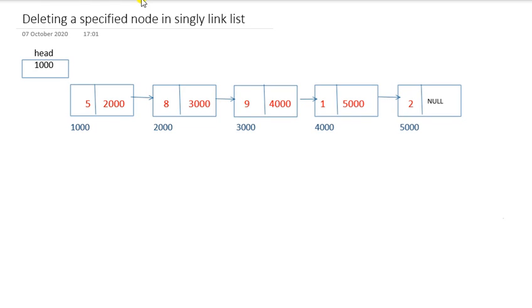In this video, we will be discussing deleting a specified node in a singly linked list. So you have been given a singly linked list with a bunch of nodes, say n nodes. Then you are supposed to delete a specified node. How do you specify it? You specify the data field of a node, the data of a node, which we call a key.